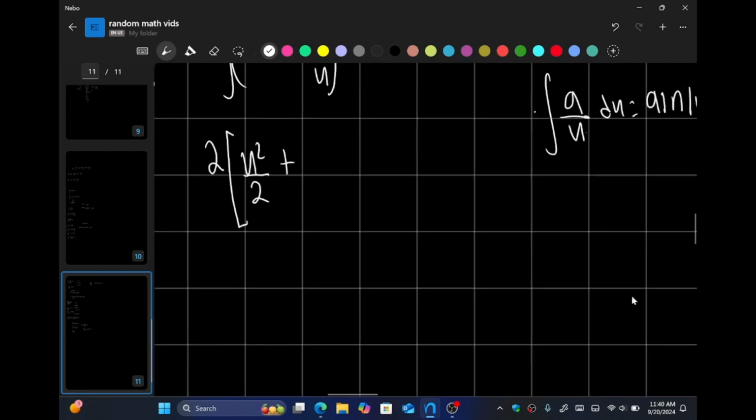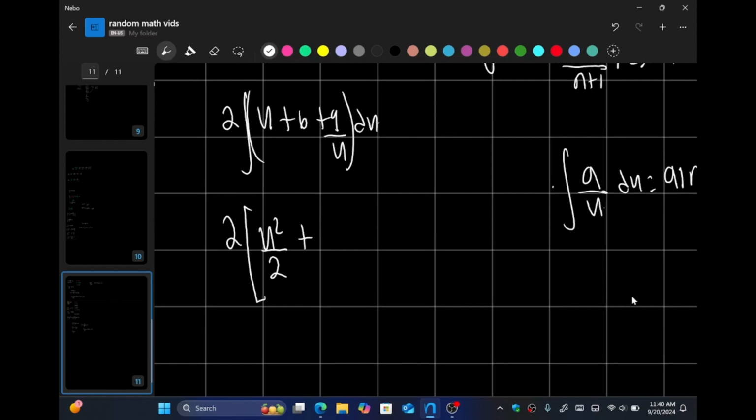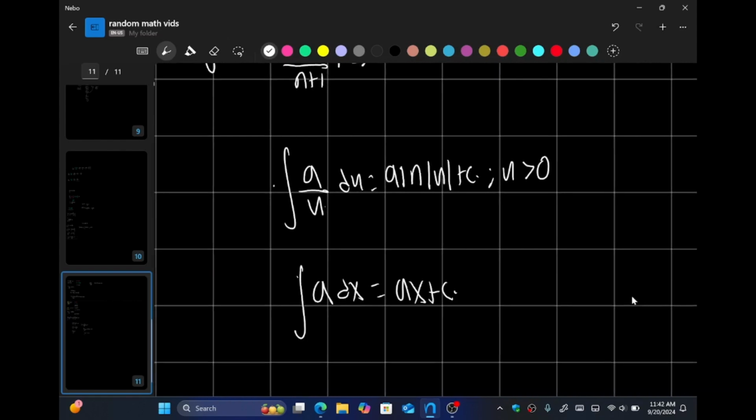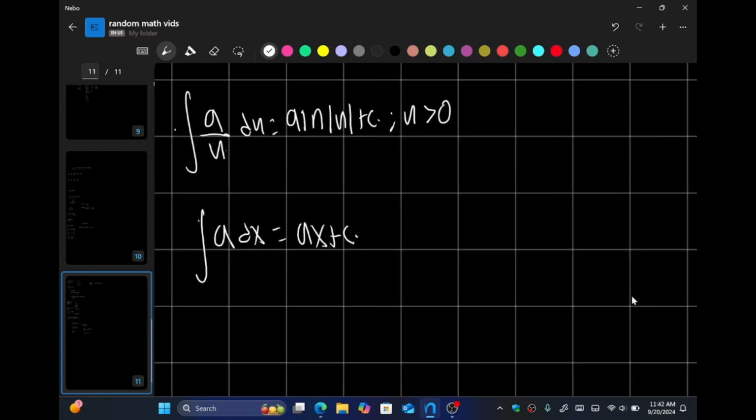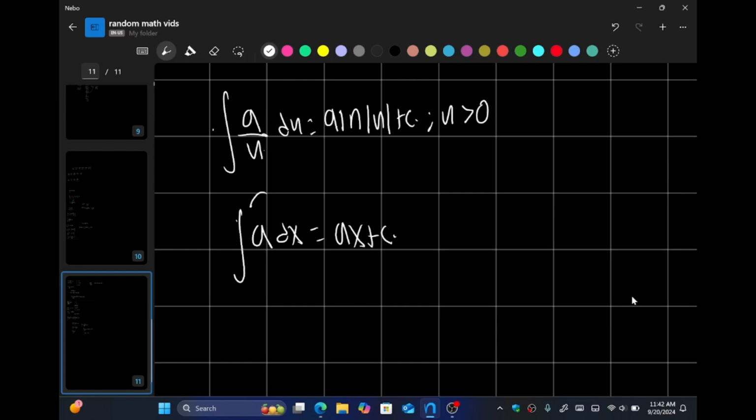Now, here we're also going to need the integral of a constant. I forgot to say that. Okay, so this is what I mean. This is the constant rule: the integral of a constant.